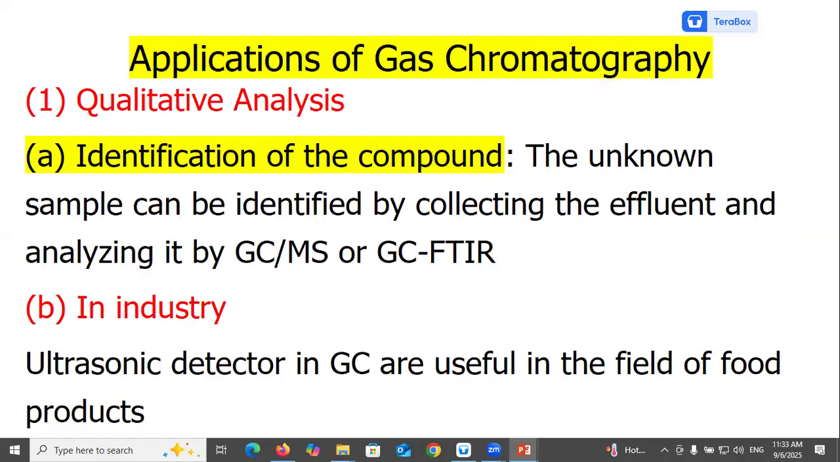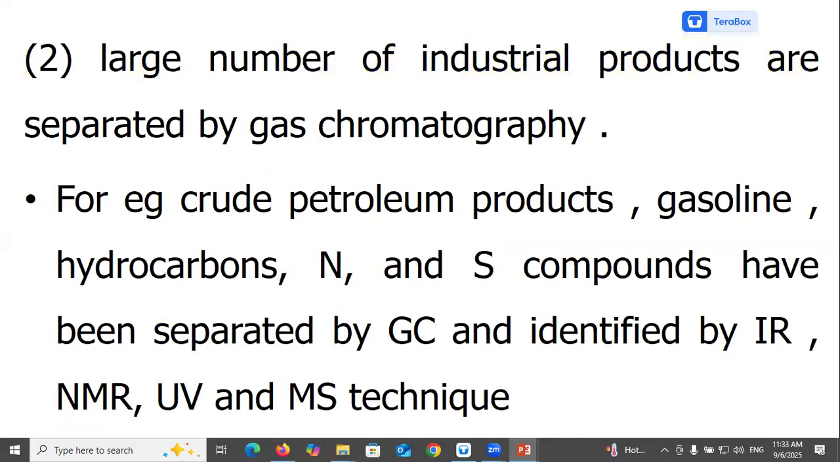Applications of gas chromatography. Qualitative analysis: identification of compounds. An unknown sample can be identified by collecting the effluent and analyzing it by GC-MS or GC-FTIR. In industry, detectors in GC are useful in the field of food products. A large number of industrial products are separated by gas chromatography. For example, crude petroleum products, gasoline, hydrocarbons, nitrogen and sulfur compounds have been separated by GC and identified by IR, NMR, UV, and mass techniques.